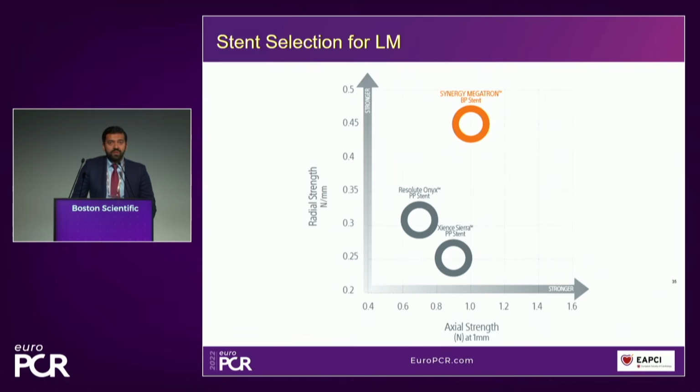So you're going to use a stent that probably has the greatest radial strength as well as axial strength. And on bench testing, that seems to be the Synergy Megatron. The one caveat to that is that the vessel has to be 3.5 millimeters or greater, otherwise it won't work.